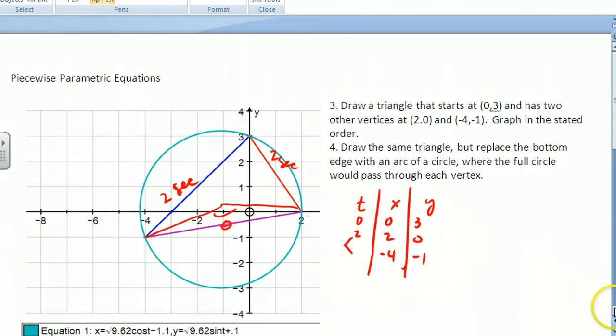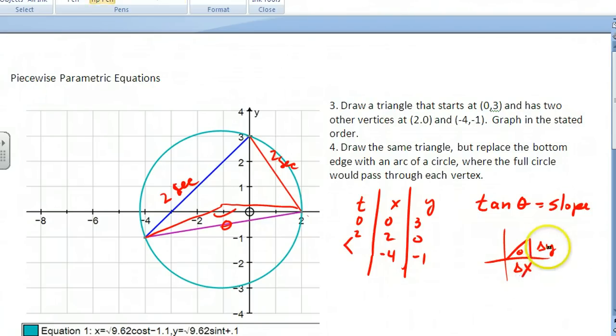So to do that, I need some background information. If you ever have a slope, the slope is the same thing as the tangent. So if I take the slope with respect to a vertical line, call this theta, this would be my delta y, this would be my delta x. And with that, delta y divided by delta x is the same thing as the slope as it is for the tangent of theta. And that's what's going to help me find ultimately this central angle.